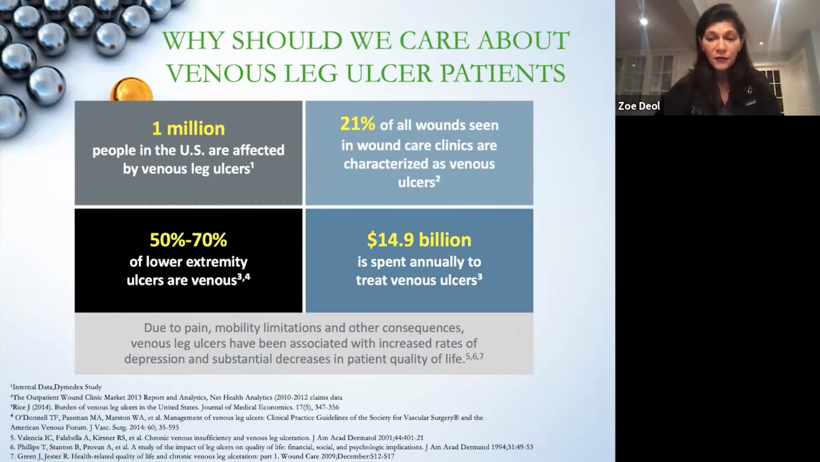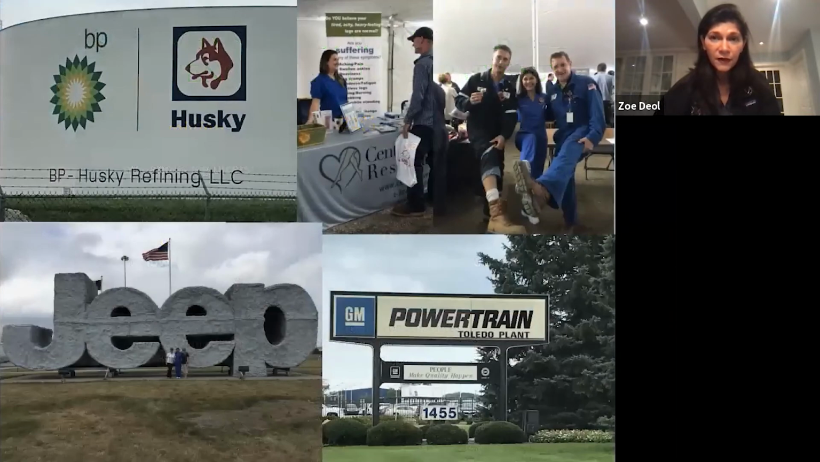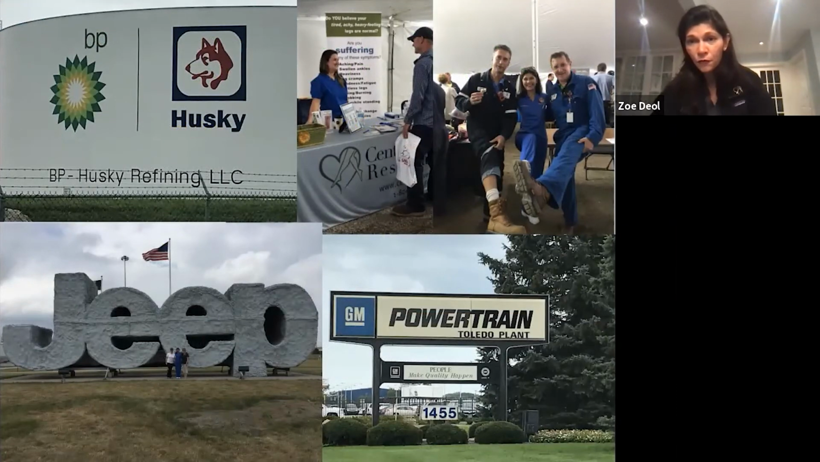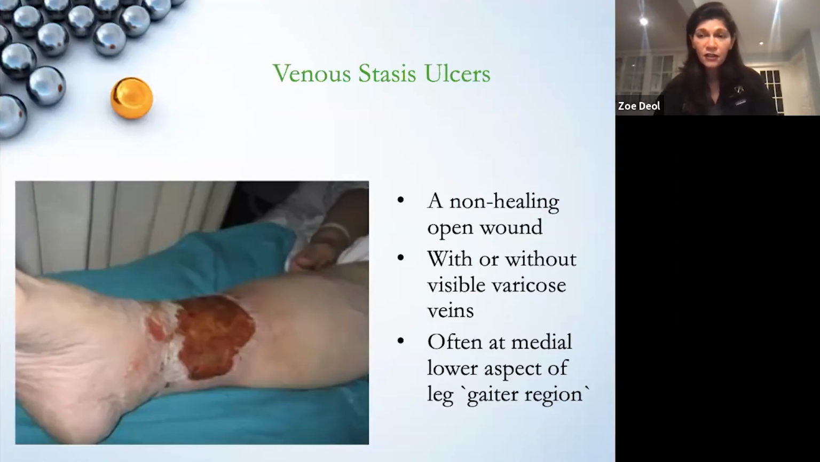This is the talk that I use when I go into factories and explain to the health management companies in these factories why treatment of venous disease is so important, why recognition and prevention are important. And some of the factories that we work with are Jeep, GM, and BP. And over the years, we've really managed to get a lot of these people to start wearing compression stockings. So it's pretty successful.